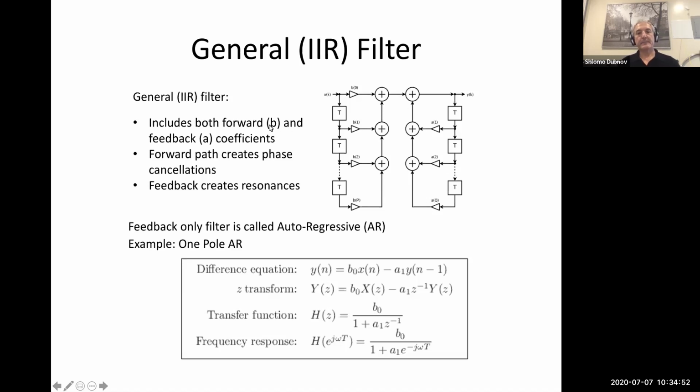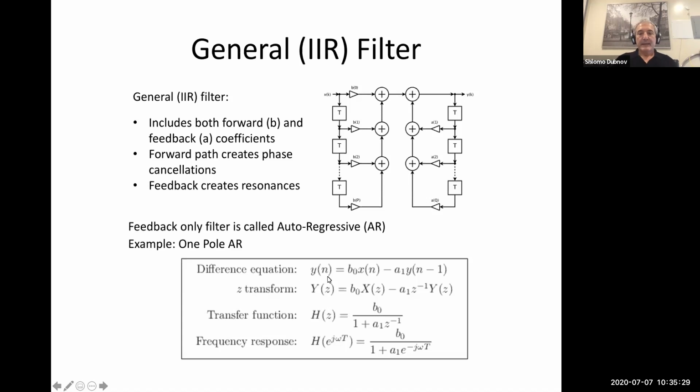So the forward path is the B, the feedback are the A's here, and the forward path is the one that actually adds up sinusoids. It can create phase cancellation. It can actually eliminate signals from the original signal, while the feedback creates resonances, because this is a signal that comes back and goes in the loop, and it can actually explode. If you put a microphone next to the speaker and get this whoop, that creates a feedback loop. So it's very important that these filters are stable, that they don't explode.